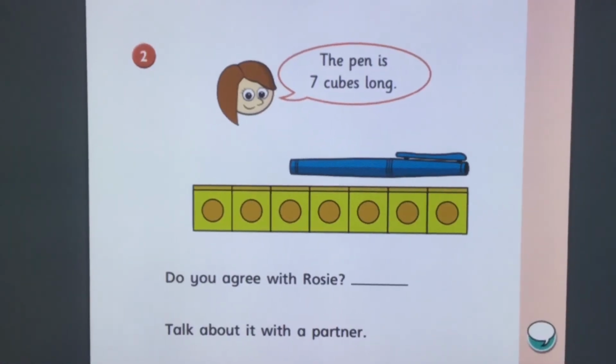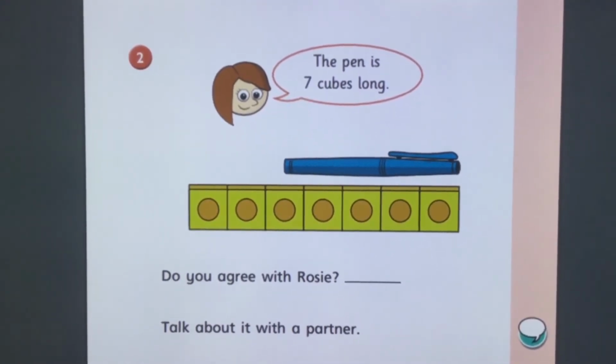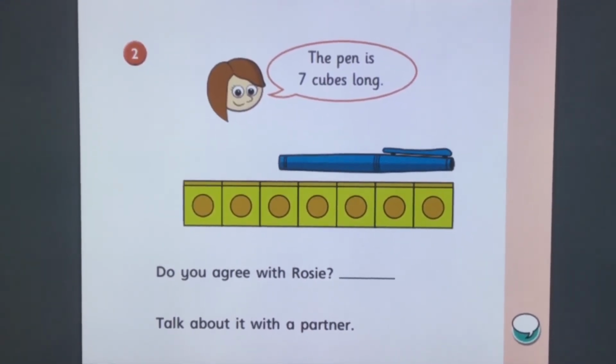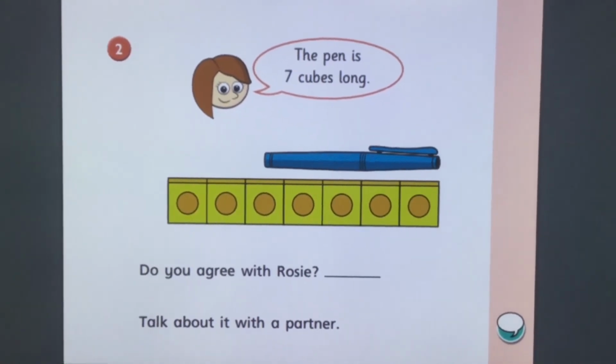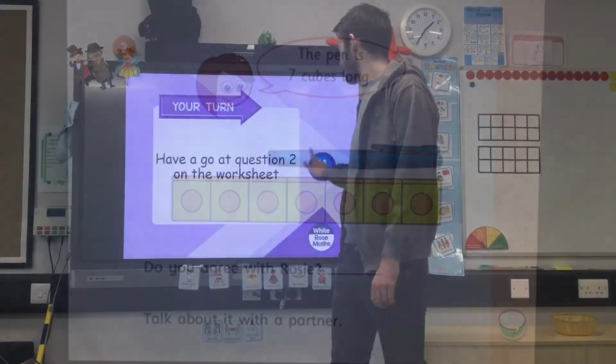It's your turn to have a go at question 2. Question 2, you simply need to tell me if you agree with Rosie. Rosie says the pen is 7 cubes long. Talk about whether you think she is right or wrong with your grown-up.